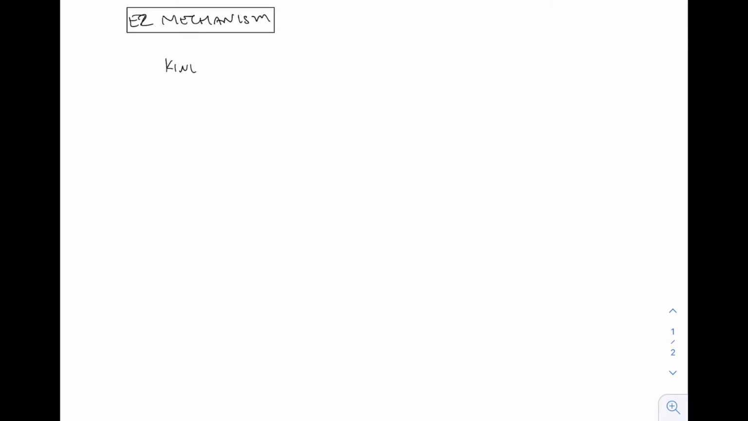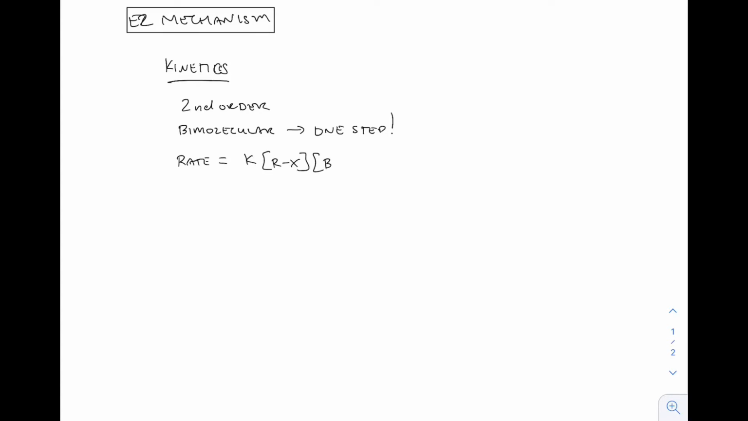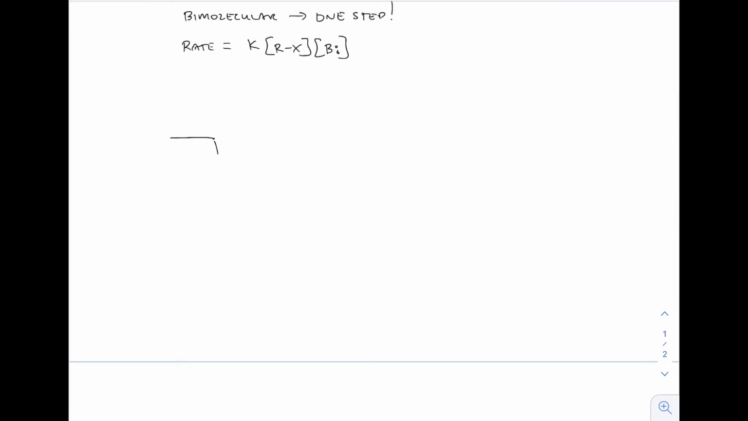All right, so for the kinetics of an E2 mechanism, we already know a lot of this stuff. It's an E2 mechanism, so it's second order. It's bimolecular, and so that means it's a one-step process. And it looks exactly like the mechanism we did above, where we just draw the arrows and go bang, bang, bang to the product, right? So rate is equal to k times the concentration of the alkyl halide times the concentration of the base, okay?